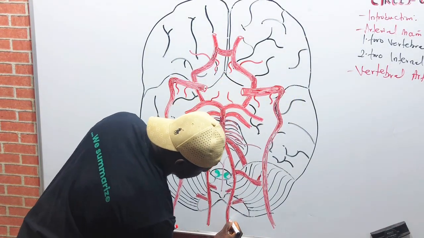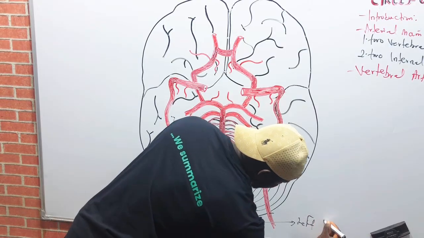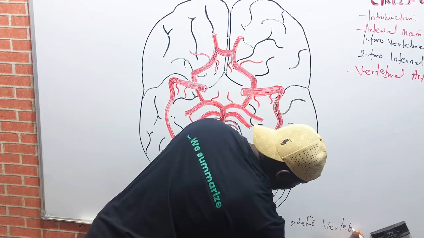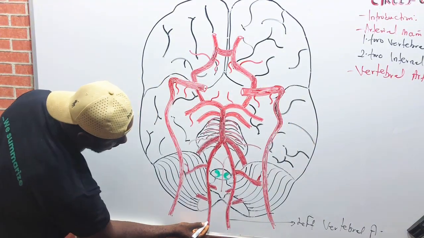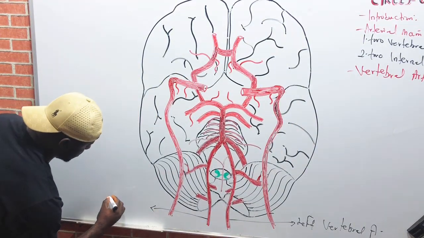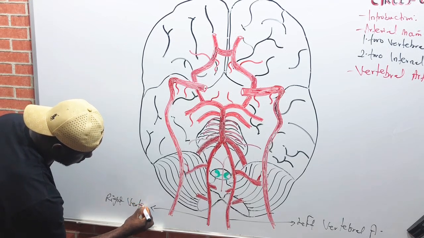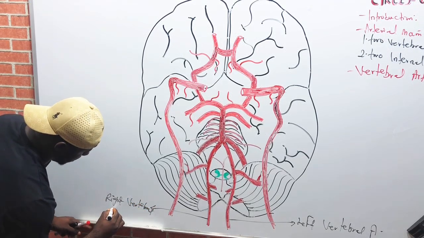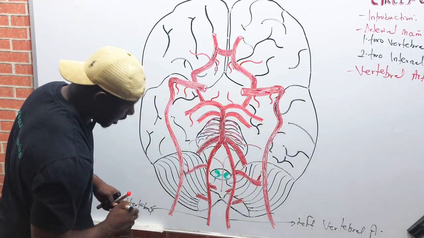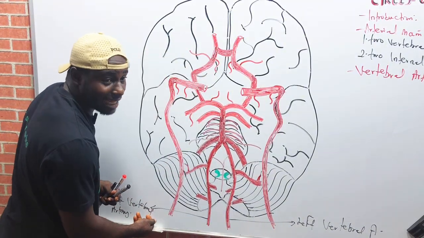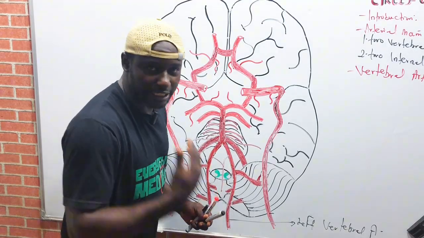This is the left vertebral artery, please. Left vertebral artery. And here is the right vertebral artery. The right and left vertebral arteries arise from the right and left subclavian arteries.